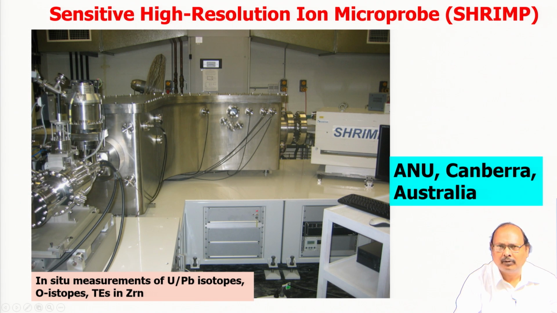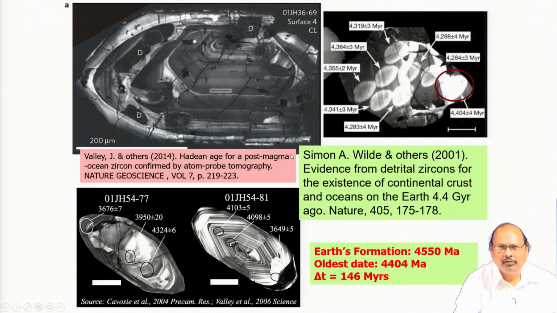It is called an ion microprobe machine, which allows measurement of the isotopic ratio in the zircon at this kind of spatial resolution. So, around 40 micron spatial resolution, you can measure the isotopic ratio in the zircon crystal here.